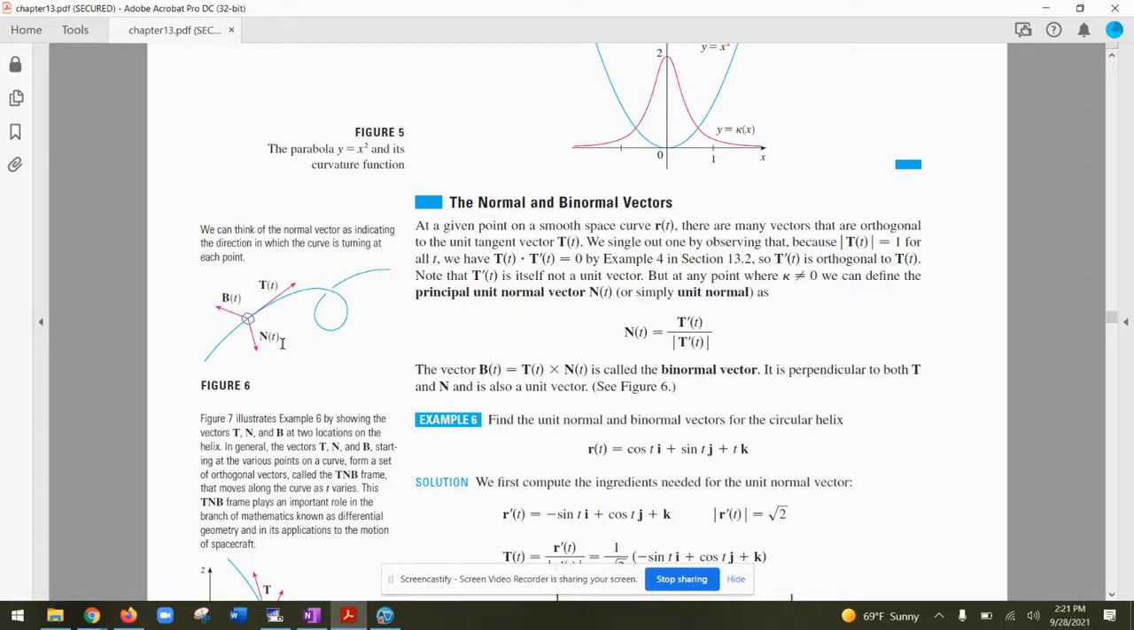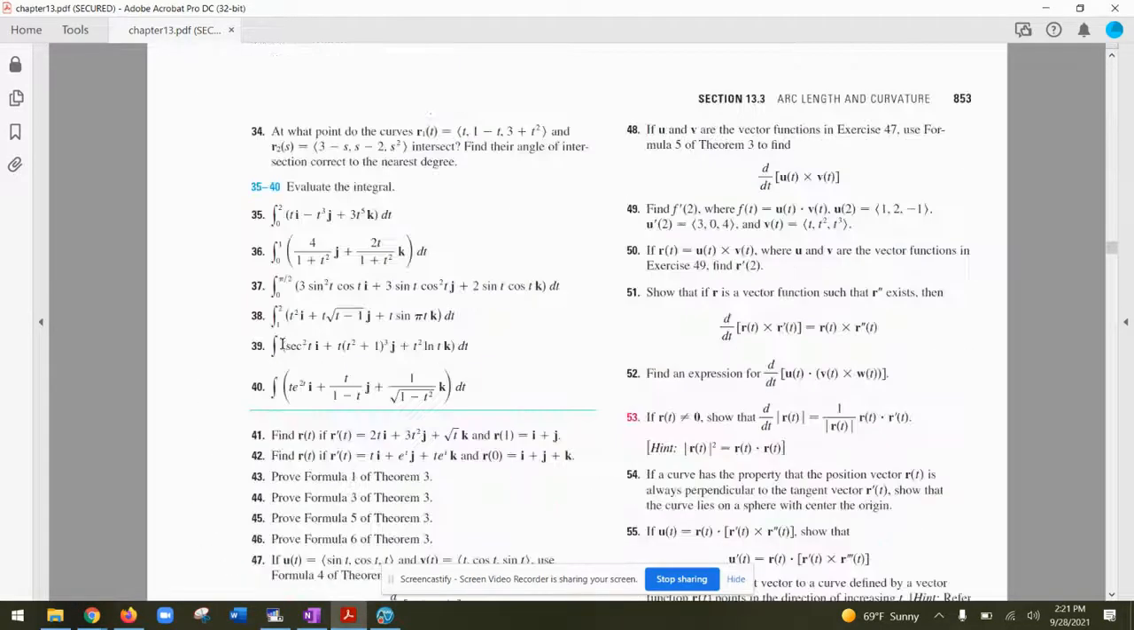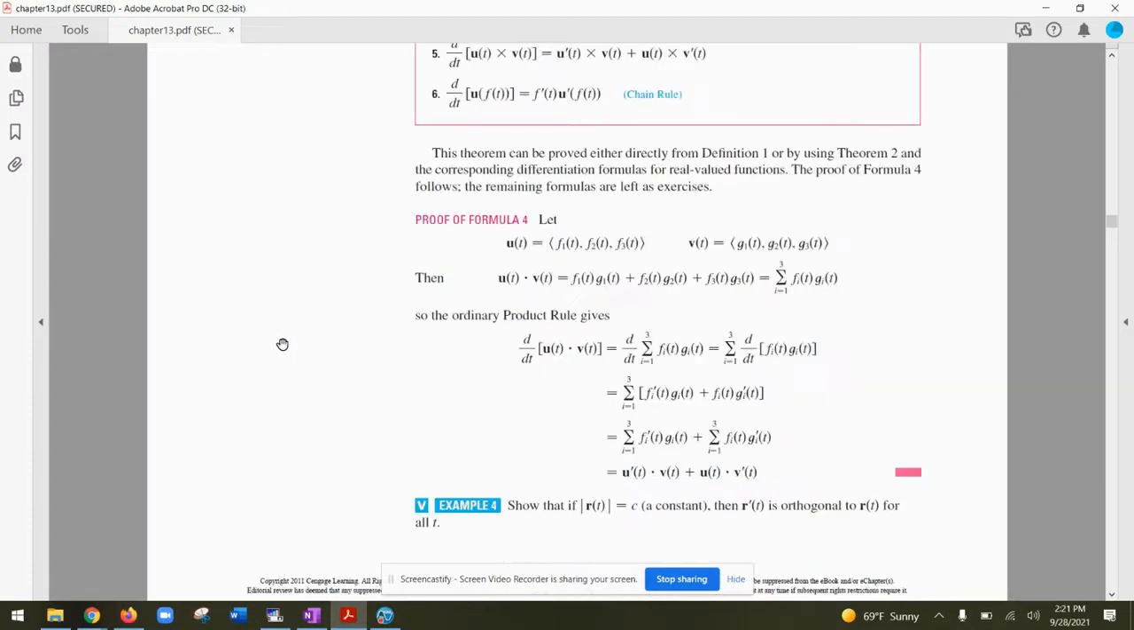So it's because of a theorem that I proved earlier that they're orthogonal. What do you think of that? Is that okay? So that's why that's true. If you want to see the proof of it, you can go back to the previous section and see example 4. It's right here. Show that if the magnitude of r is a constant, then r prime is orthogonal to r for all t. So we're just applying that rule to big T.